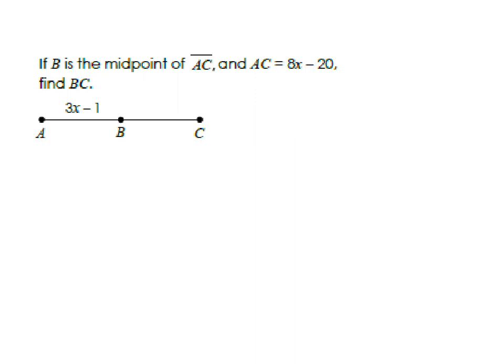Alright, if B is the midpoint of AC and AC equals 8x minus 20, find BC. So AC is this entire chunk here. The entire thing is 8x minus 20. So even though they say that B is the midpoint, and that does cut this into two equal pieces, I cannot set 3x minus 1 equal to 8x minus 20. Because the two equal pieces are this little chunk here and this little chunk here. So those two little pieces are not equal to 8x minus 20.